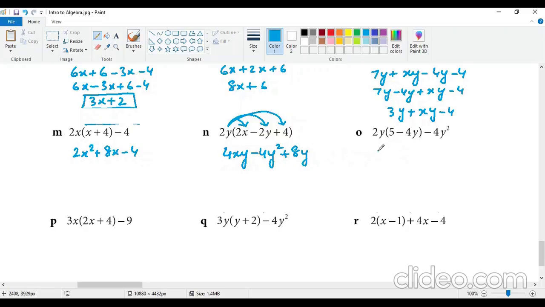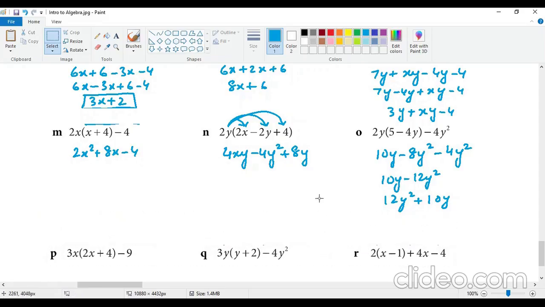10y minus 4 times 2 is 8y square and minus 4y square. These are like terms. So what we will do is minus 12y square. Always write in the descending order. So this is going to be a final answer. Further simplification also can be done. Let me do that for you.